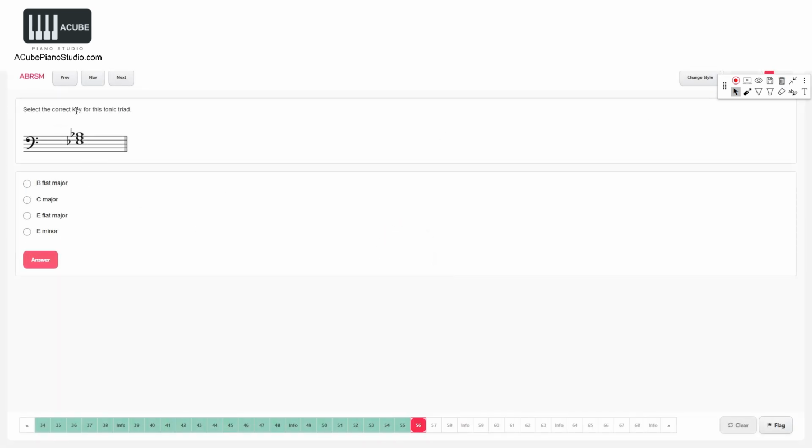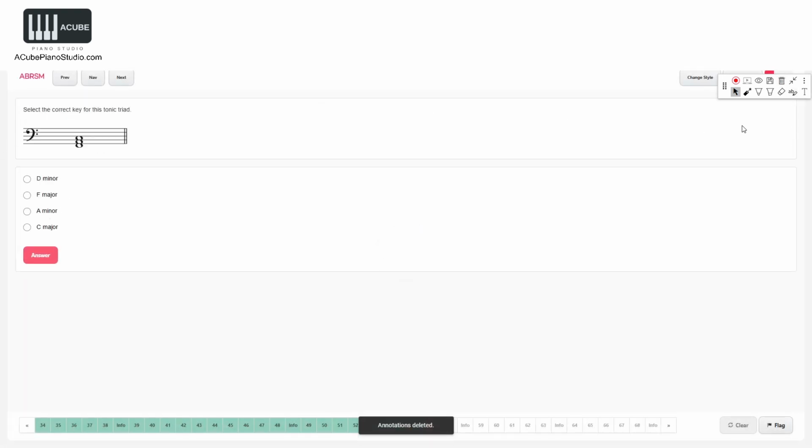Alright, next, select the key for this tonic triad. We start off by looking at the lowest note. This is bass clef, right? So this note here is E flat. So it must be something E flat. So this is out, this is out. This is E flat, correct? This is E, and E is not E flat, so wrong. So it is E flat major. The E flat major tonic triad consists of E flat, G, B flat, which is what we have here. So the answer is the E flat major tonic triad.